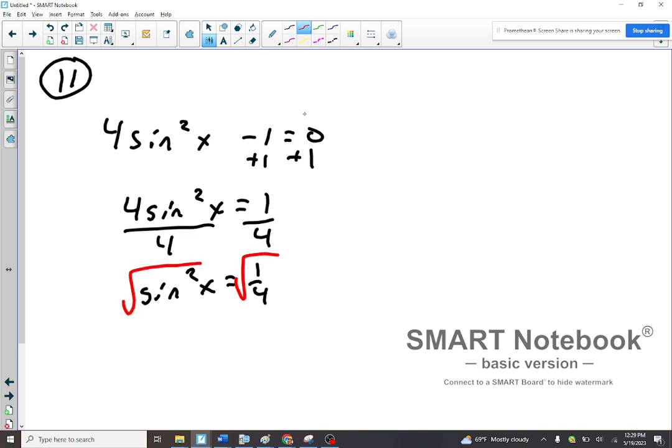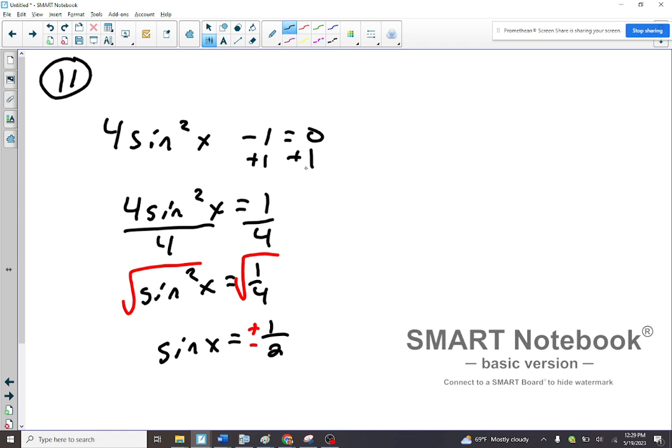Square root both sides. Sine x equals 1/2. But remember when you square root both sides in an equation, what do you also have to include? Wait, is the denominator a 4? They're both perfect squares. Yes, but when you square root both sides, what answers could it be? Plus minus. So we can't forget the plus minus.